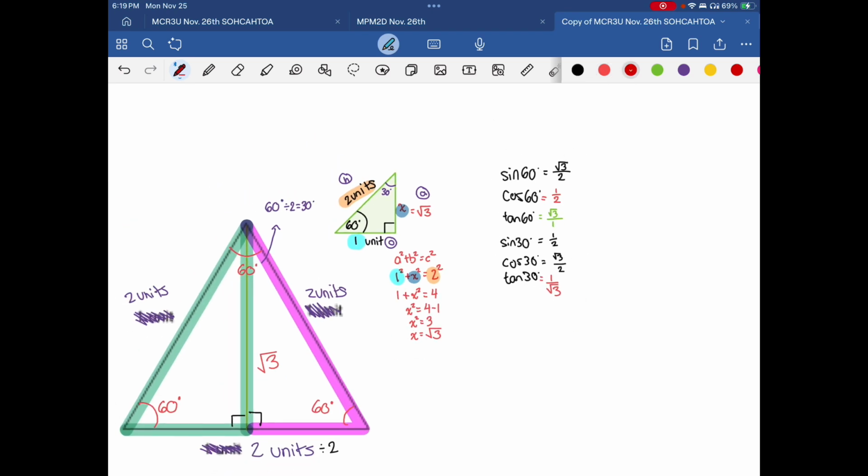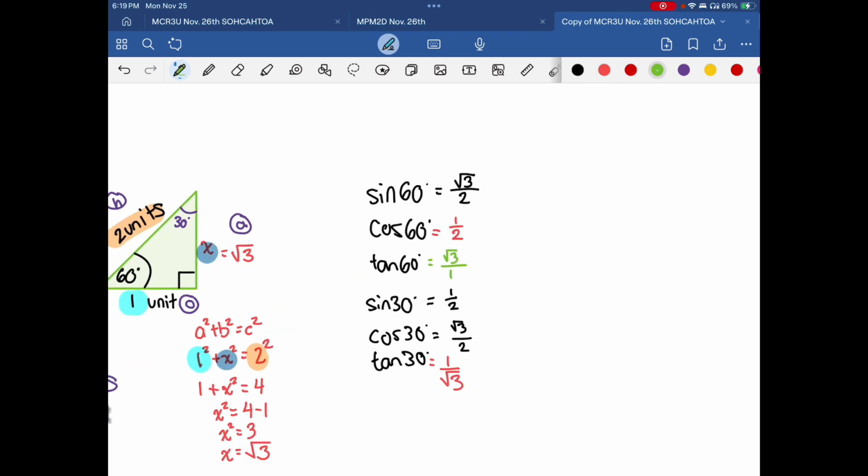What do you notice? Sine 60 is the same as cos 30 degrees on the special triangle. We also have cos 60 degrees is the same thing as sine 30 degrees. And my tangents are literally just reciprocals of each other. Very, very cool stuff.